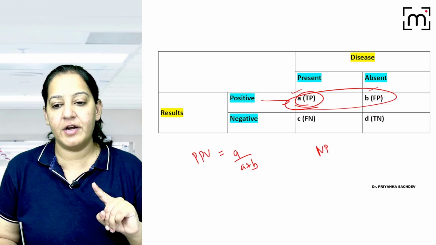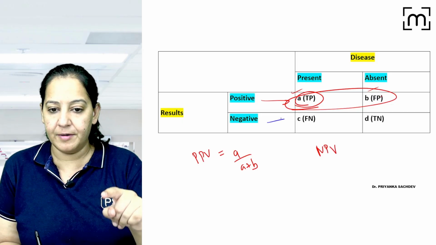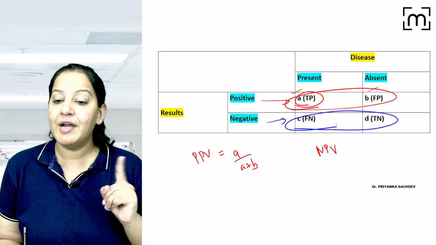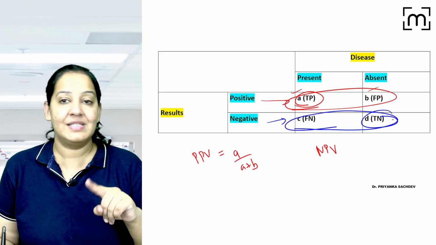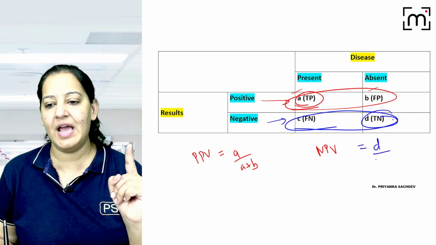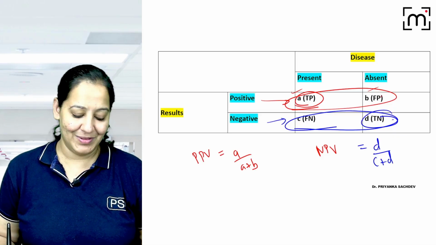Okay, and what is negative predictive value? Among all, the test is saying negative to whom? Test is saying C and D both are negative, right? But actually negative is D. C is not negative. Actually, it is by mistake. So it's D upon C plus D. Please understand. You got my point. So that is the thing.